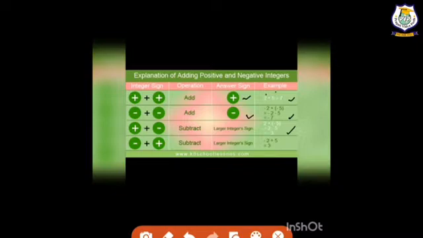So 5 means 5, from 5 we will subtract 2, we are getting 3. Now here you have seen 5 is the greater number and 5 is having the positive sign, then the answer comes with the positive sign, that is 3.